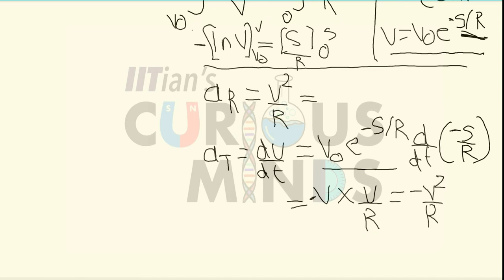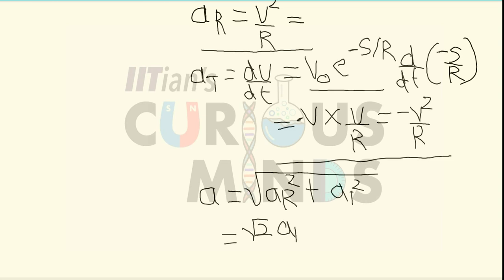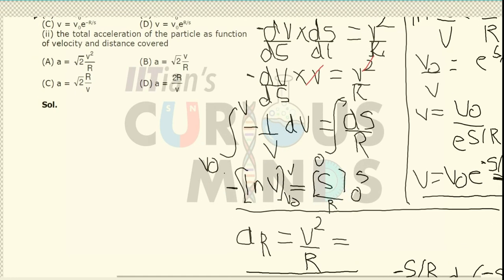So the total acceleration: the radial acceleration is v square by R, the tangential acceleration is minus v square by R, and the magnitude will be simply v square divided by R. The total acceleration at any point will be equal to root of ar square plus at square. Since ar and at are both the same, it will be root 2 times ar, which is equal to root 2 times v square divided by R, which is option A. So these are the answers.